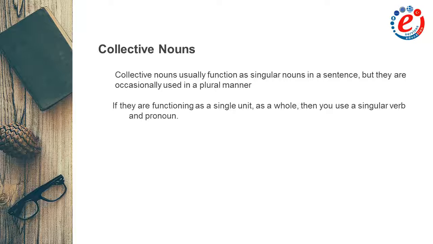If they are functioning as a single unit, as a whole, then we use a singular verb and pronoun. Let's look at the example. A large crowd was gathering in front of the stadium. Here, the crowd is used as a unit, as a whole.